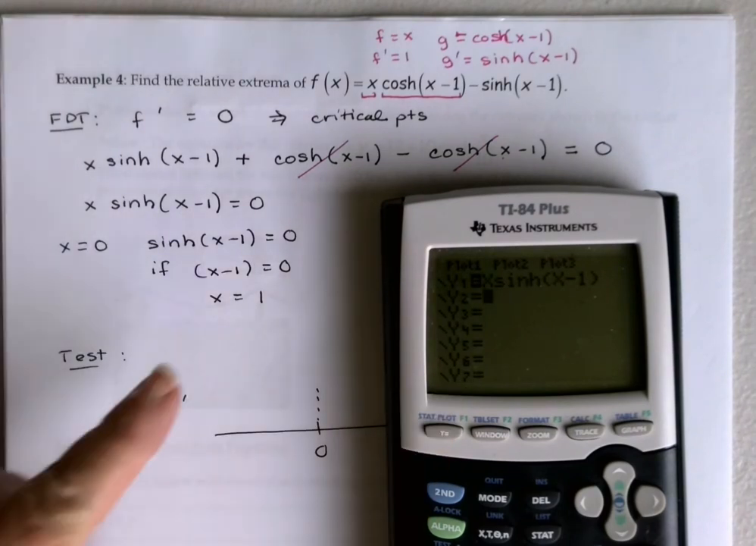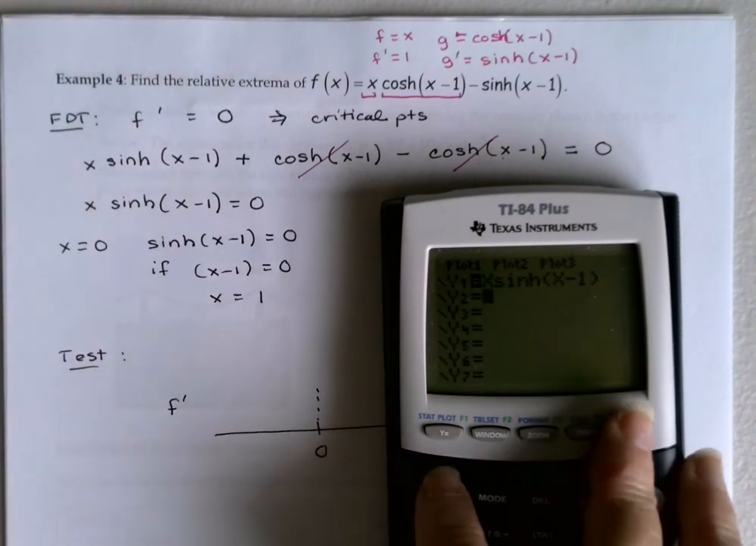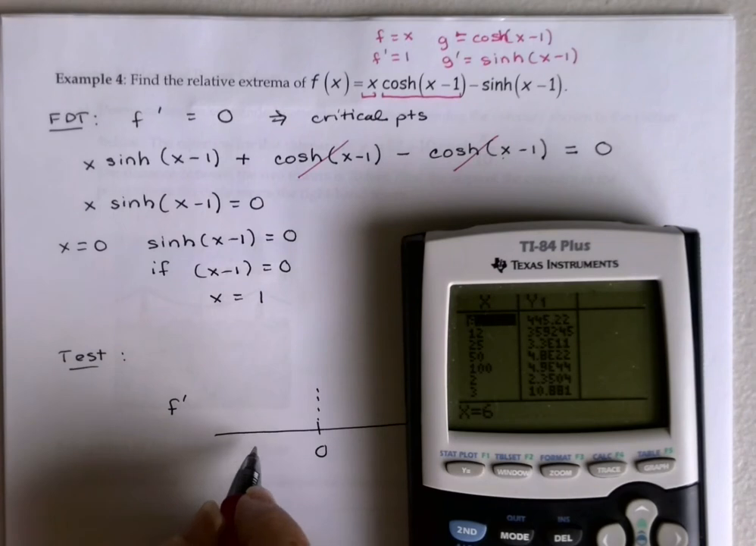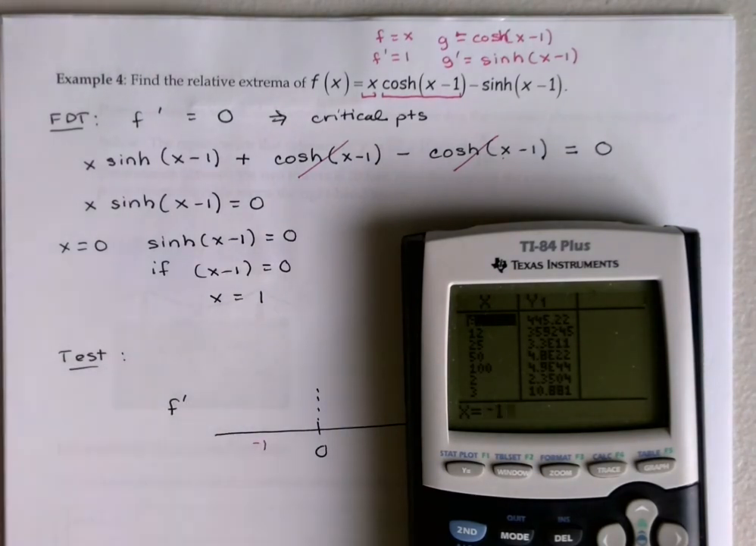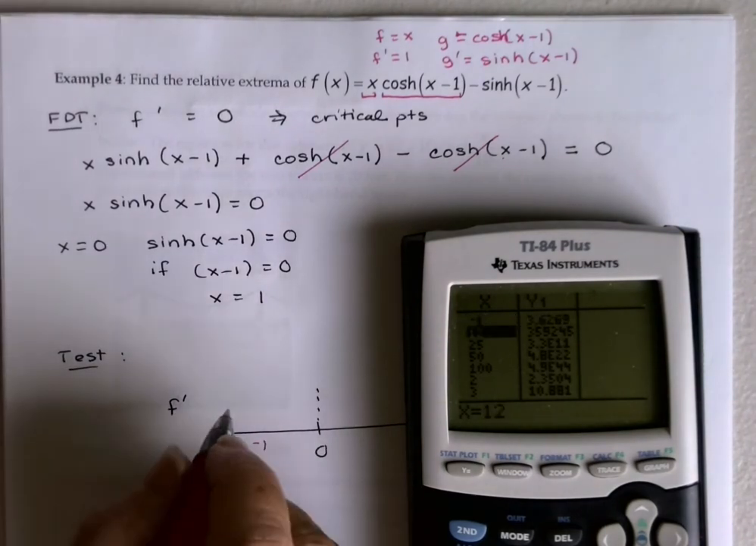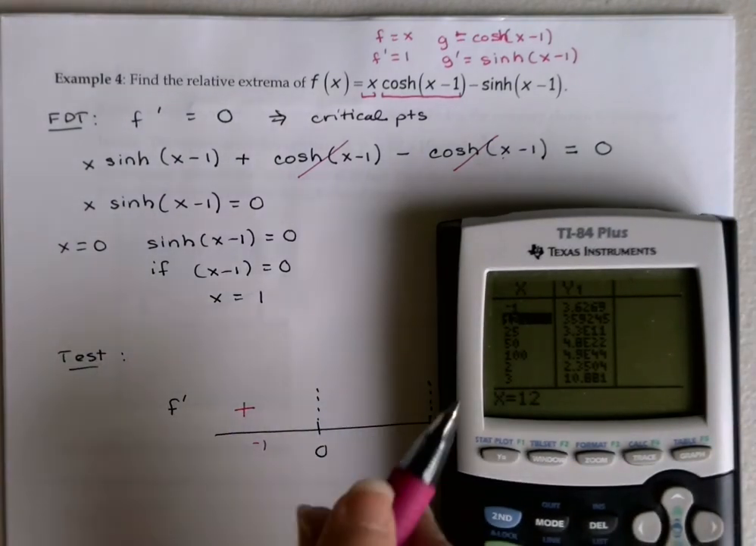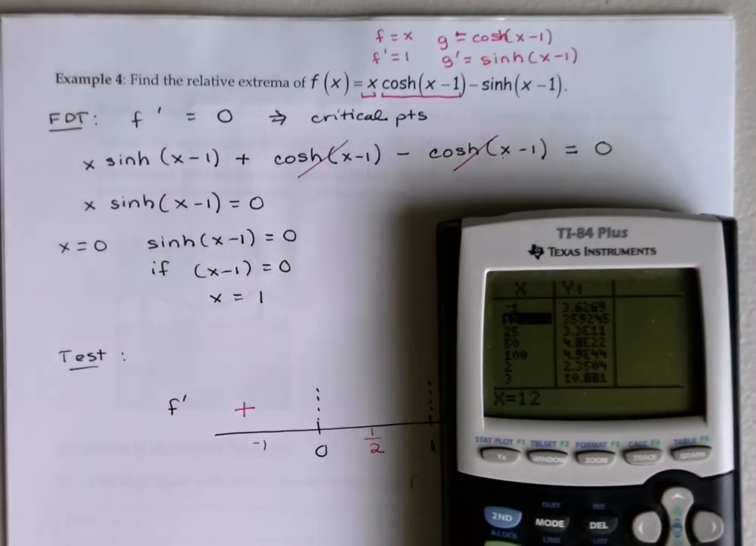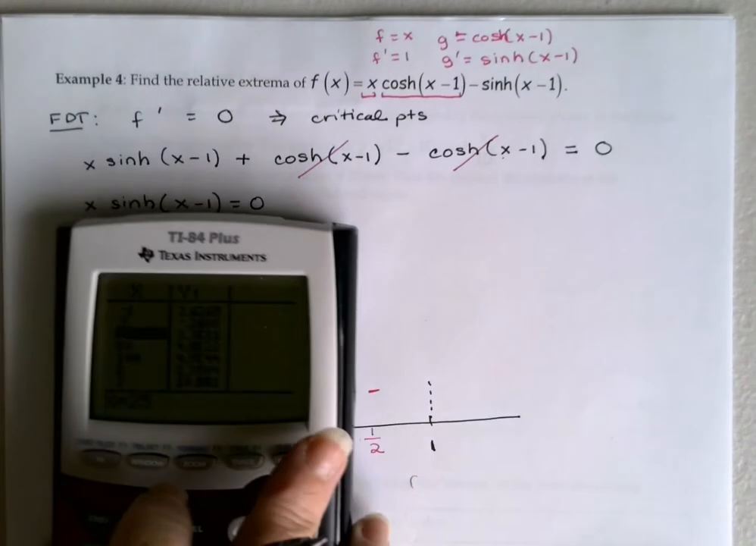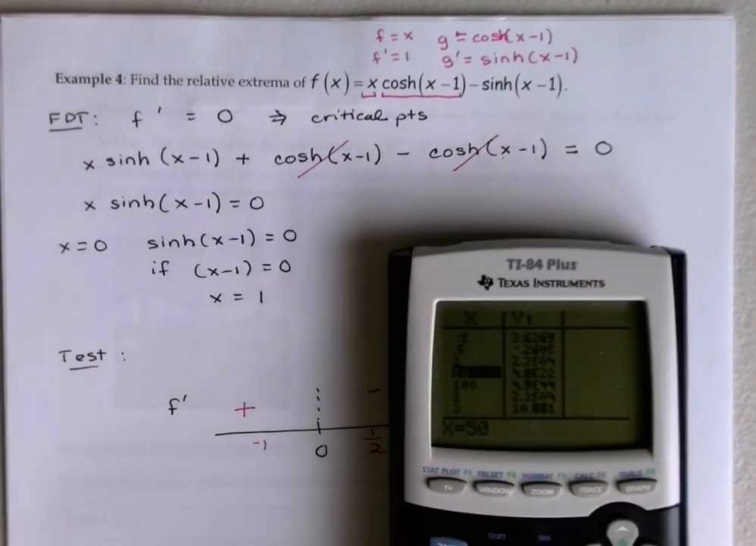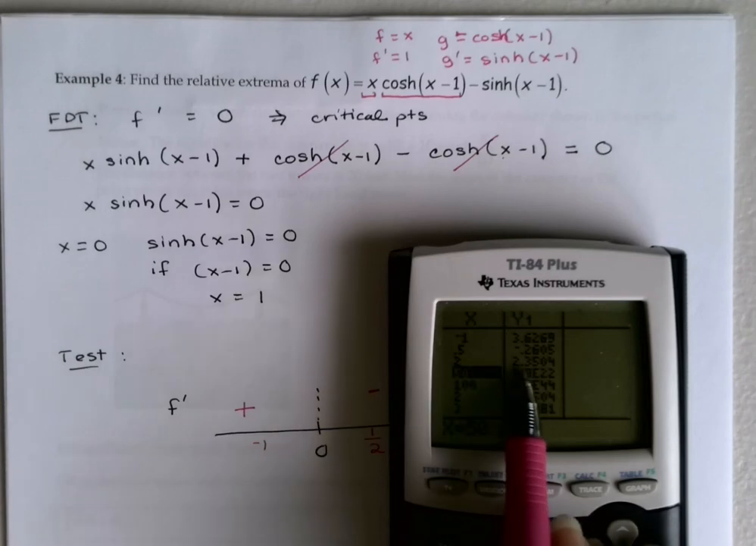All right, so there's our derivative function. It's in here now. I'm going to go to my table. And let's see here. I need to pick a test value over here, like maybe -1. And that is positive. Let's try something between 0 and 1, like a half. That has a negative value for the derivative. And then something over here, like maybe 2. You can see that when I plugged in 2, the derivative was positive.